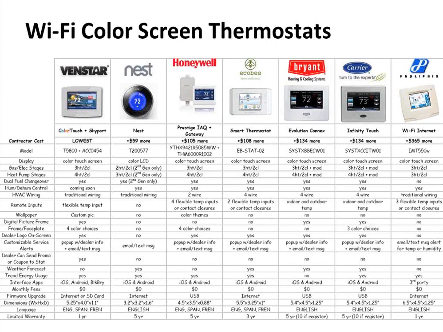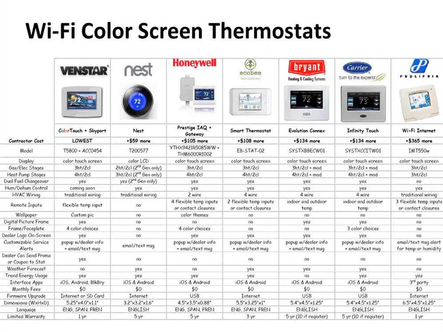Obviously, everybody does English, but some of them also do Spanish and French. Ventstar, Honeywell, and Ecobee will do multiple languages. Warranties are all over the place. You can see here the least expensive one and the most expensive one both have a 1-year warranty. The Nest and Honeywell have 5-year warranties.